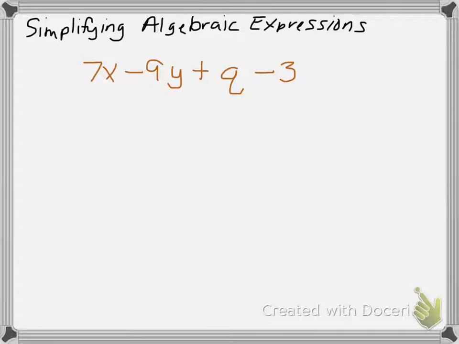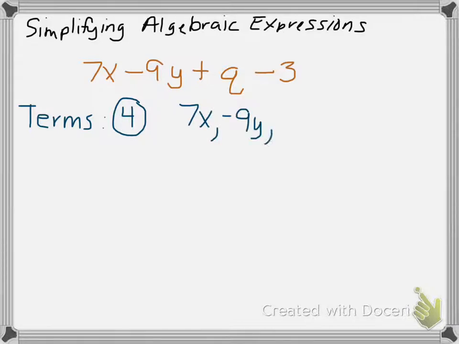So when we simplify, we need to understand just a couple of things. We're looking for terms. When I look at this, before I simplify, the question is, how many terms do we have? So when we look at this, there is 4 terms. Now, which are your 4 terms? Well, it is your 7x, your negative 9y, your q, and your negative 3. Those are the 4 terms here. Then another vocabulary word that you need to know is coefficient. Now, a coefficient is a number that is in front of a variable.